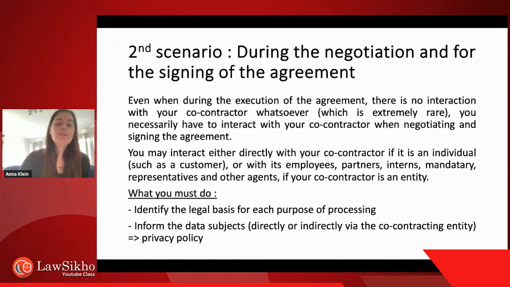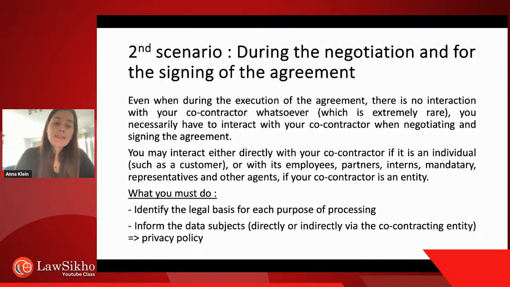I'm not going to send you any email or anything. Okay. Well, even then, when I signed the agreement, I wrote down the information of someone who signed that contract. Like I said, if my co-contractor is an individual, then it's easy. The information of my co-contracting party is personal data.